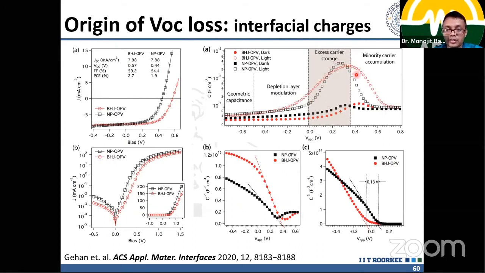So we started digging into it, looking at capacitance measurements and Mott-Schottky measurements. In the Mott-Schottky plot, you can see that the higher the slope, the lower the charge concentration at the interface, and the lower the slope, the higher the charge concentration at the interface. This is in bulk, this is under light, and you can look at the flatband potential. From the Mott-Schottky plot, you can find the flatband potential here, and there is a shift of around 0.13 volt, which is nothing but the loss we have. You can see that for the BHJ device under light illumination, the flatband potential is almost zero, so it matches. But for the nanoparticle device, the flatband potential is around 0.13, and that is what this loss is, right?